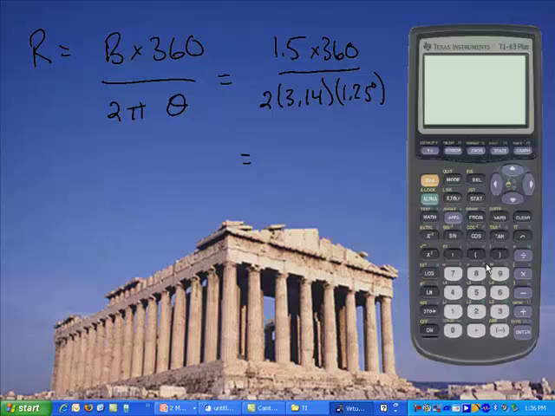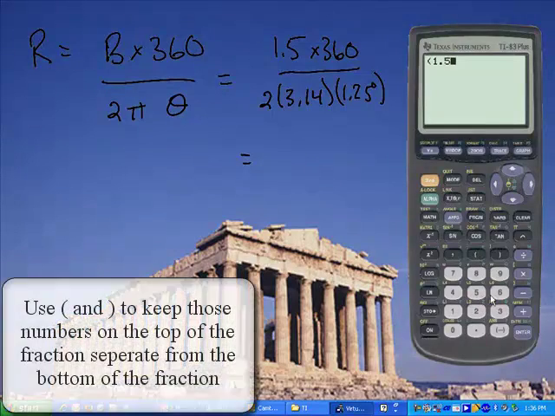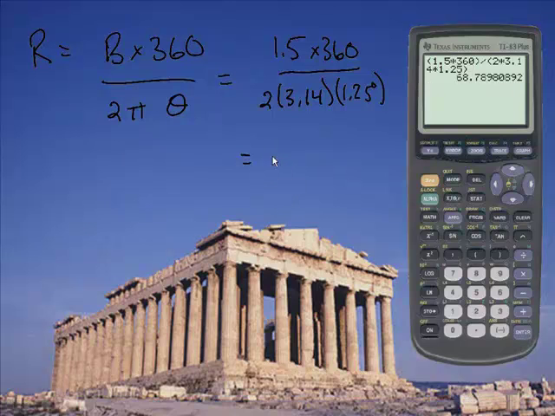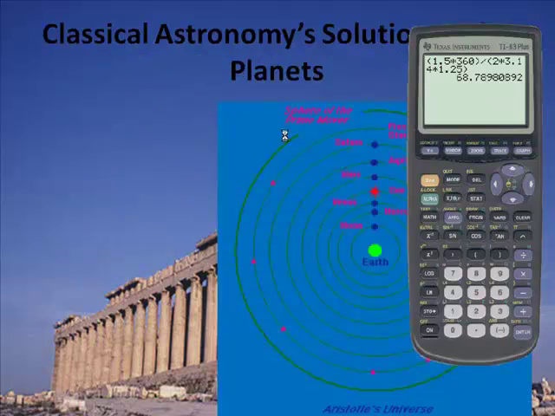Now I've got things on the top and the bottom, so I'm going to use parentheses: 1.5, parentheses, times 360, parentheses, divided by, parentheses, 2 times 3.14 times 1.25, close parentheses. This building would be 68, boy, did I pick a, oh, what did I do there?